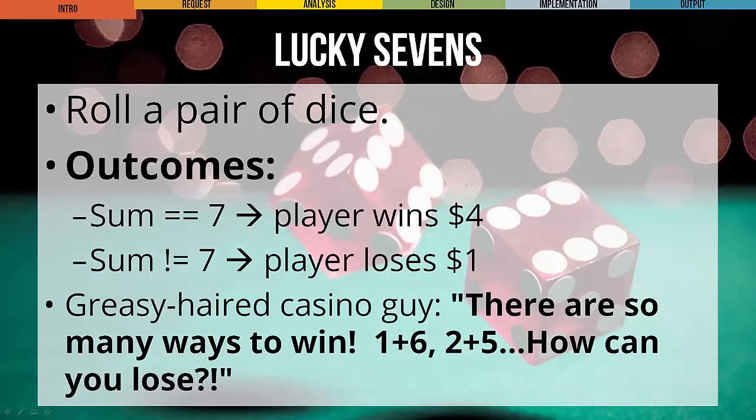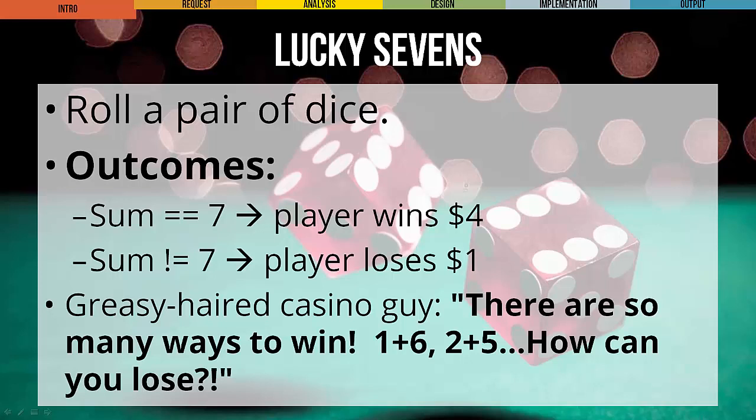Today, let's consider a game called Lucky Sevens. It seems like a good idea at first, but as usual, it's a big loser for the gambler in the long run. The game's pretty simple. You roll a pair of dice. If the sum of the two dice equals 7, the player wins $4. Otherwise, the player loses $1.